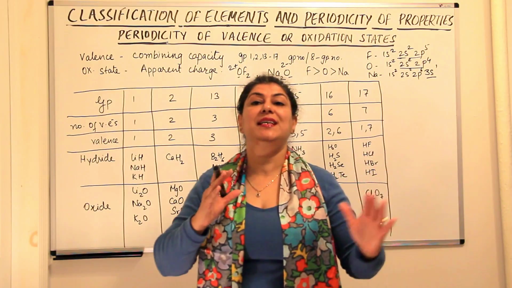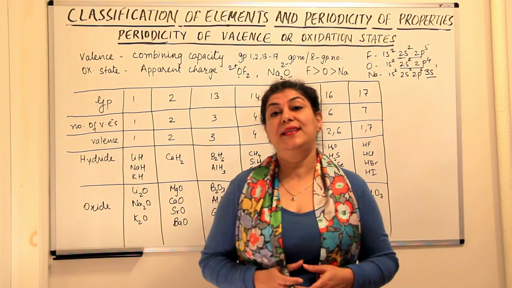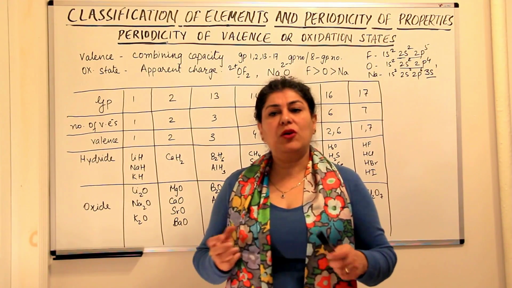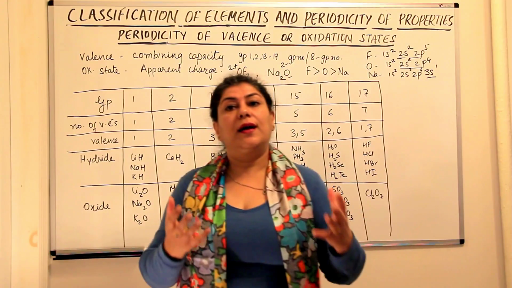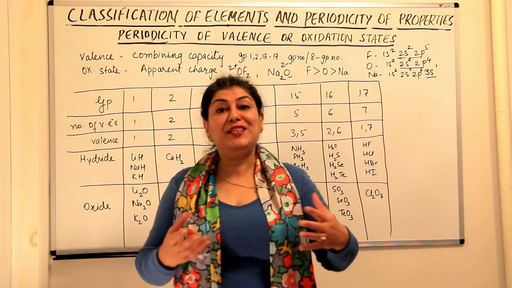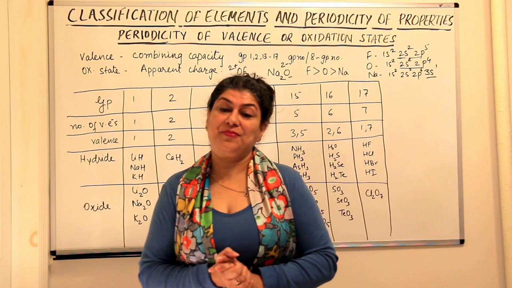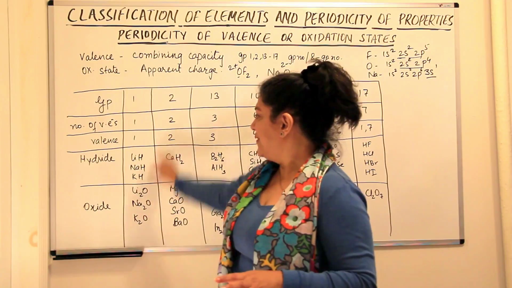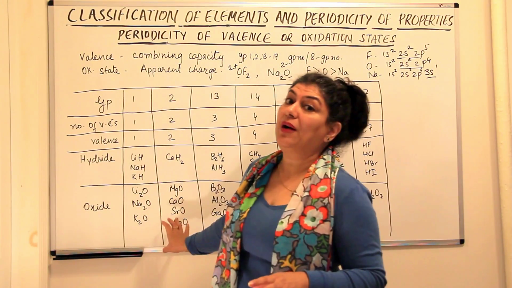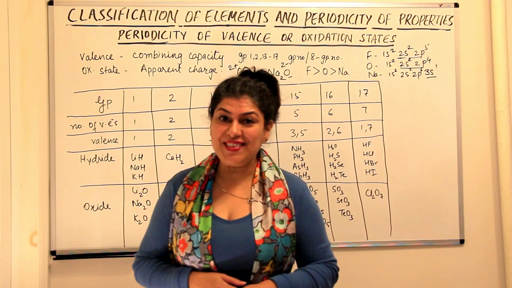So this was just a little idea of how we get the formulae using the valencies, and how there is a periodicity, a trend in the formulae of the compounds that these elements form. Because basically the chemical properties depend on the electronic configuration. So it is the configuration which decides all the chemical properties. And that is why elements which have similar electronic configuration and the compounds they form have similar formulae too. Interesting, isn't it?